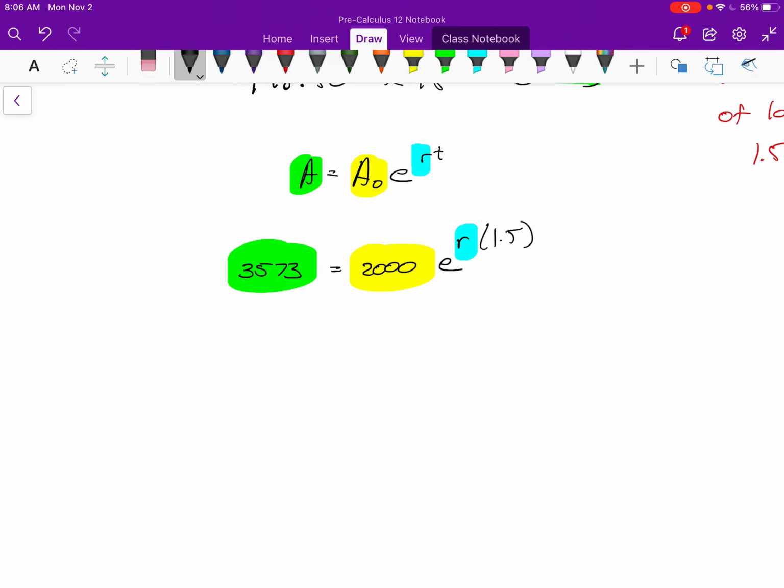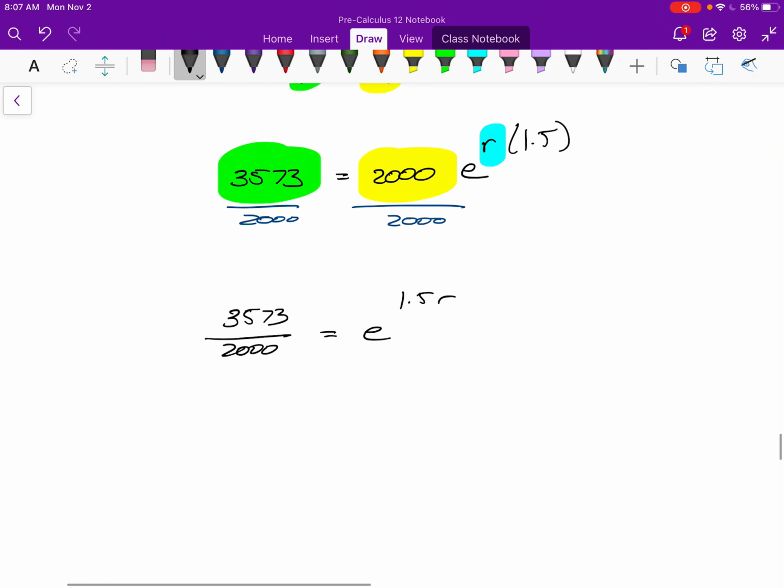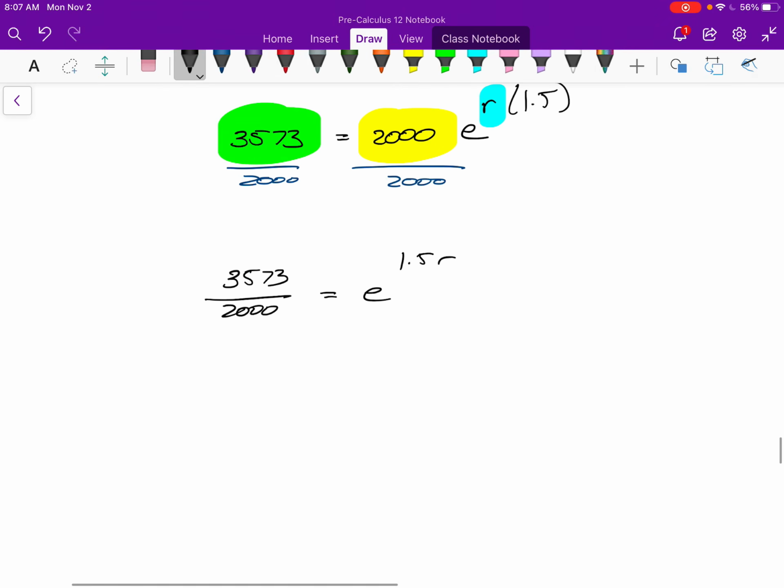And so divide both sides by 2,000, and you get, I'll just leave it as a fraction, 3,573 over 2,000 equals e to the 1.5r. I now want to put this in logarithmic form. I'm going to try to go straight to the natural logarithm. So this is the same as log base e, or ln, of 3,573 over 2,000, and that equals 1.5r.